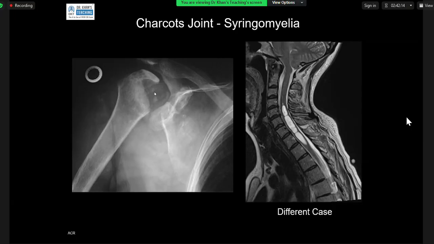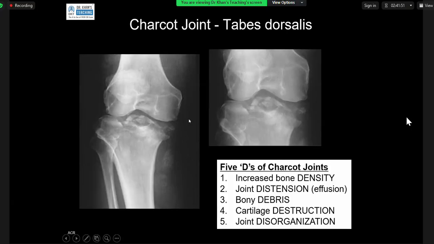so I'm talking to you, candidate one here. Your thought process was good, where you thought that the head of the humerus here had a sort of pseudo-surgical type of defect. And your thought process was very good, where you were trying to rule out any bone debris and sclerosis, etc. Please remember that in Charcot joints, these are the 5Ds: increased bone density, joint effusion, bone debris, cartilage destruction, joint disorganization.